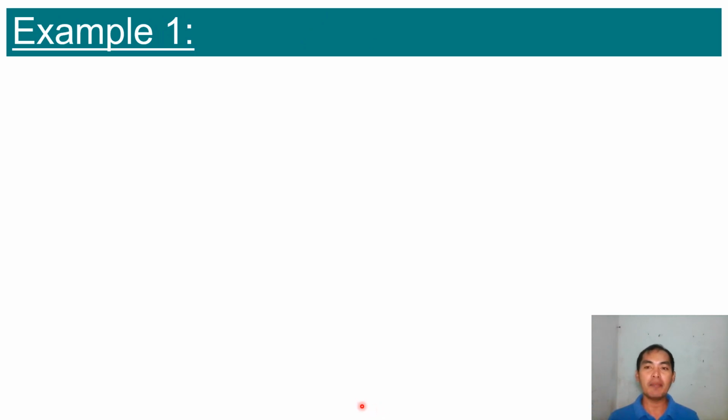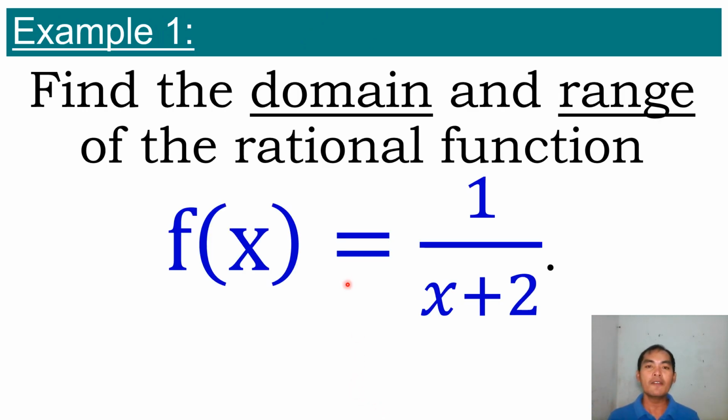Let's proceed to example. Example number 1. Find the domain and range of rational function given y equals 1 over x plus 2, or f of x equals 1 over x plus 2.